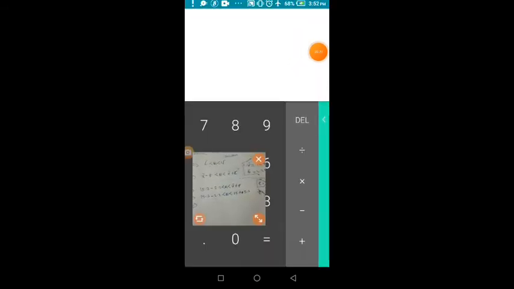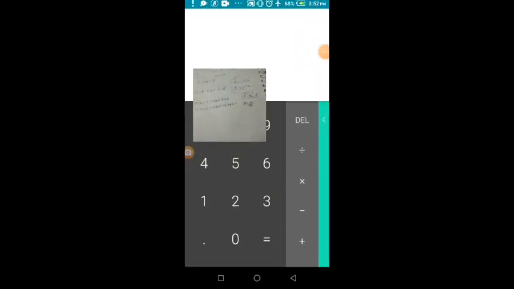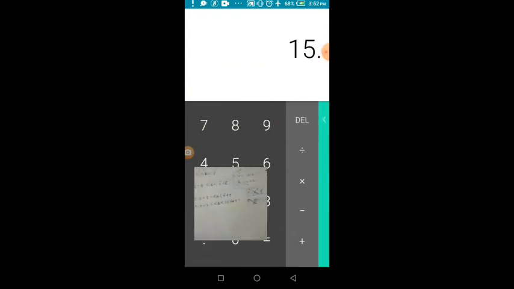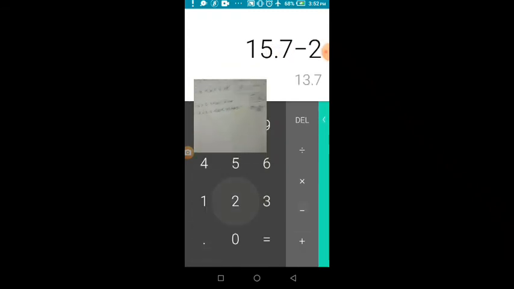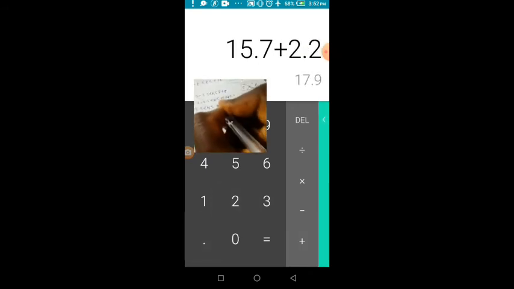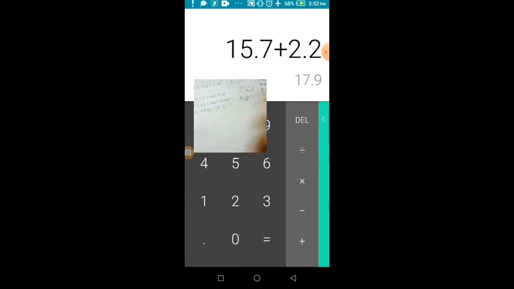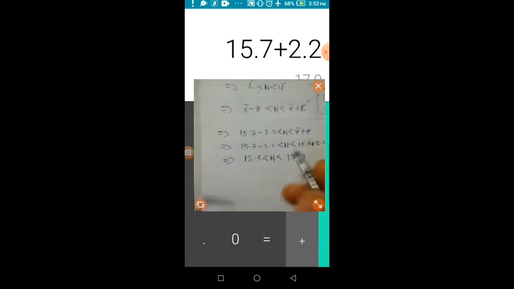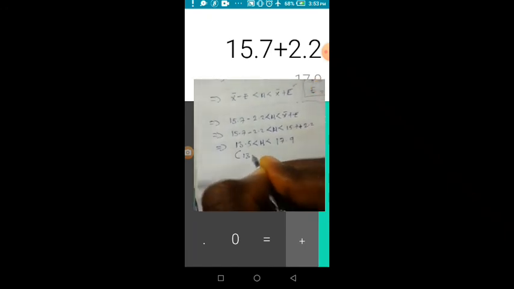So now here we are. 15.7 minus 2.2 gives us 13.5, less than the population mean, less than 15.7 plus 2.2, that was 17.9. Then equal, that will be 13.5.